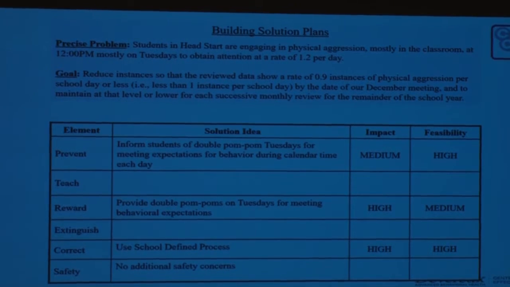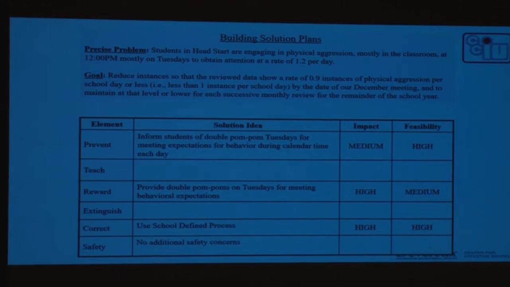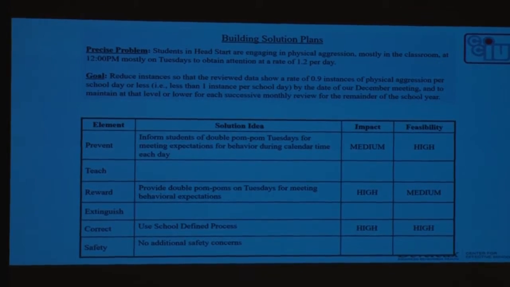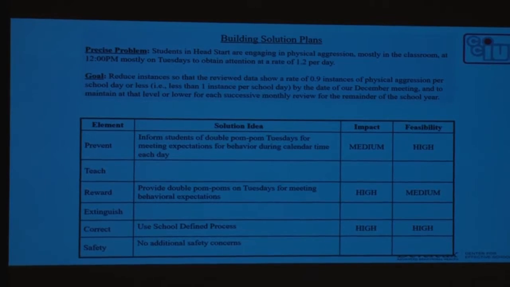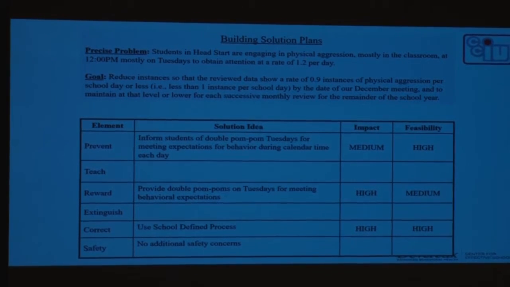So for this specific solution, in order to prevent some problem behavior, we decided that we would inform our students of earning double pom-poms on Tuesdays, which was when the behavior was occurring, if they met the expectation for the behavior, and we would do this during their calendar time each day. So we would let them know that on Tuesdays, you're gonna get double pom-poms. And the pom-poms are what we use to let our students know you're doing things correctly, great job, we love it. So this particular solution had medium impact. Just telling our students about it wasn't necessarily going to make our problem better. But the feasibility for teachers was really high. It was really something easy that they would be able to do.